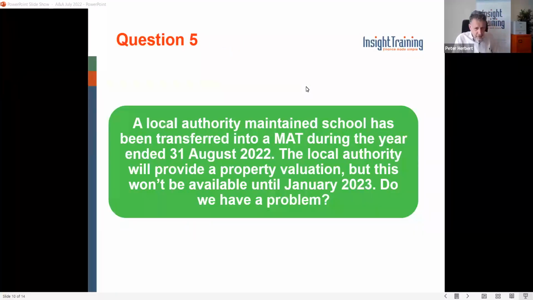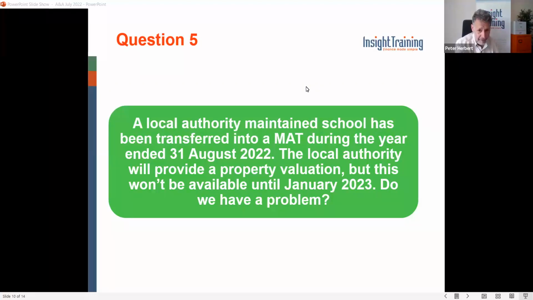Our last question involves transfers of property assets. A local authority maintained school has been transferred into a MAT during the year ended 31st of August 22. The local authority will provide a property valuation, but this won't be available until January 23. Do we have a problem?